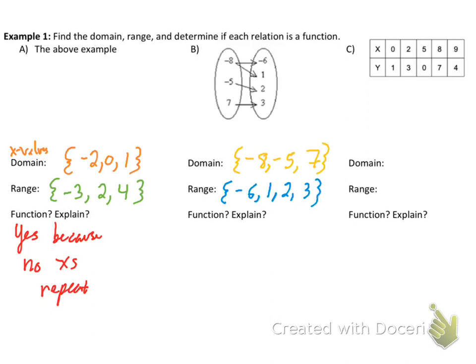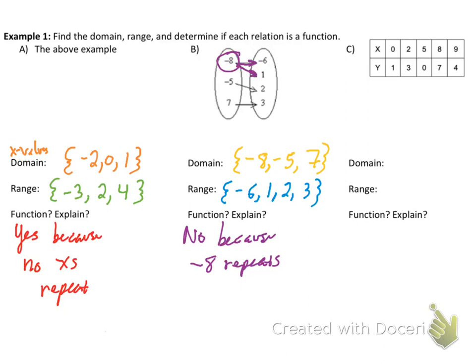And is this a function? Well, we need to look to see if any of the x's repeat. And if you notice, -8 goes to -6 and 1. So is this a function? No, because -8 repeats. So because one of your domain values, one of your x values repeats, it's not a function. It is a relation, but it's not a function.